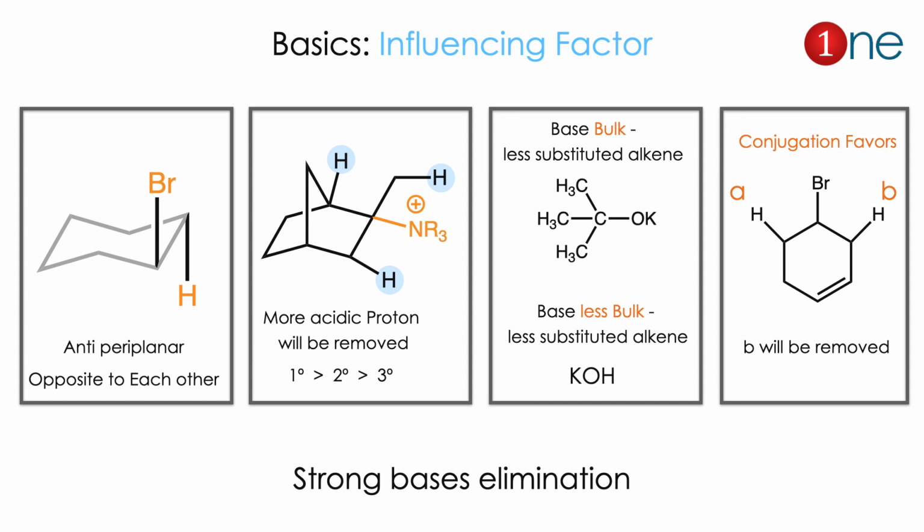Then during the elimination, conjugation will always be the favored one. So here you see in the example, A and B elimination is possible. Among that, B will be eliminated. Why? Because there will be conjugation stability. The important thing you should know is that a strong base always prefers the elimination.